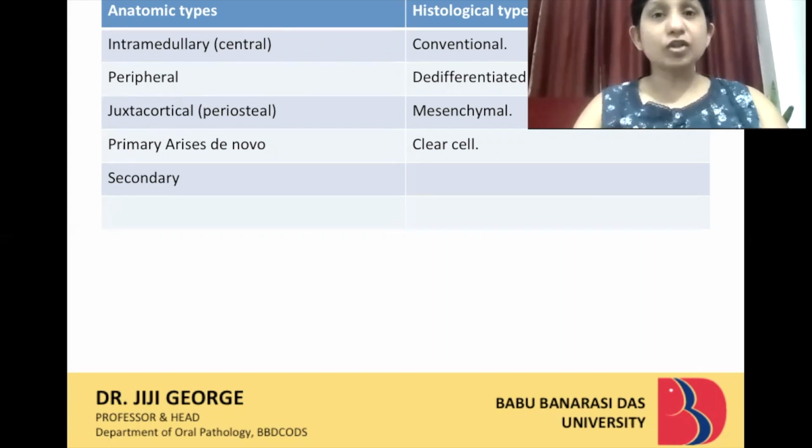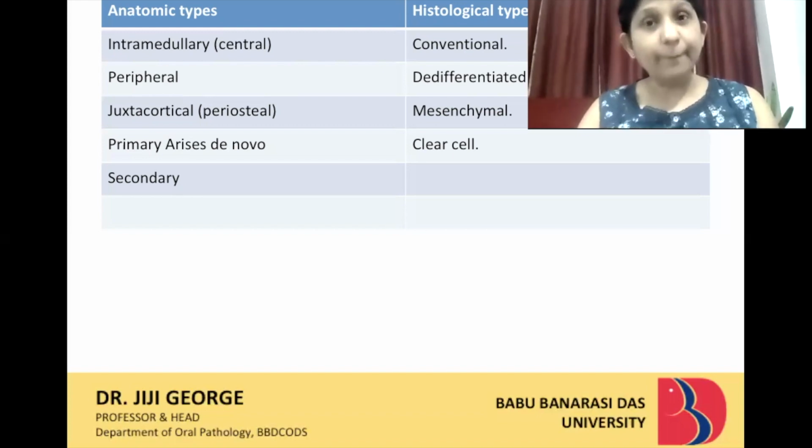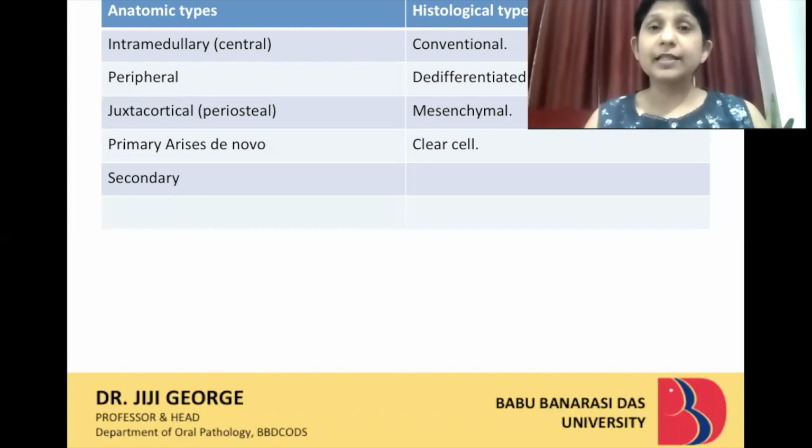Clear cell just shows the type of cell which is seen in the chondrosarcoma. No sarcoma or tumor might show a normal looking cell of origin. These tumors can show a lot of variations. Clear cell chondrosarcoma is a type of chondrosarcoma where you have chondroblasts and chondrocytes, but these tumor cells have undergone a clear cell change.